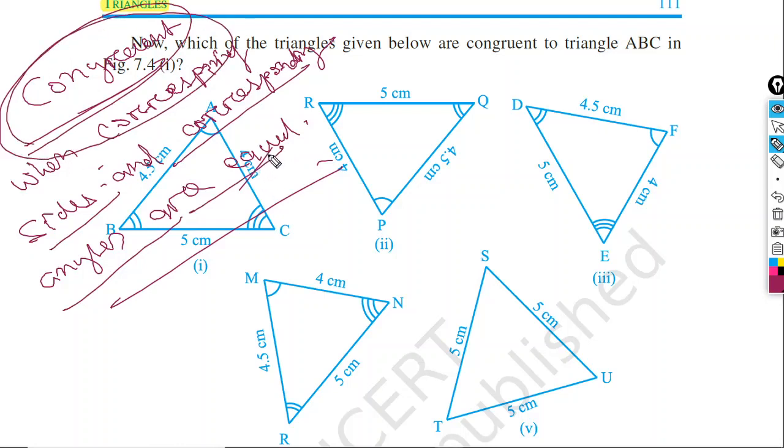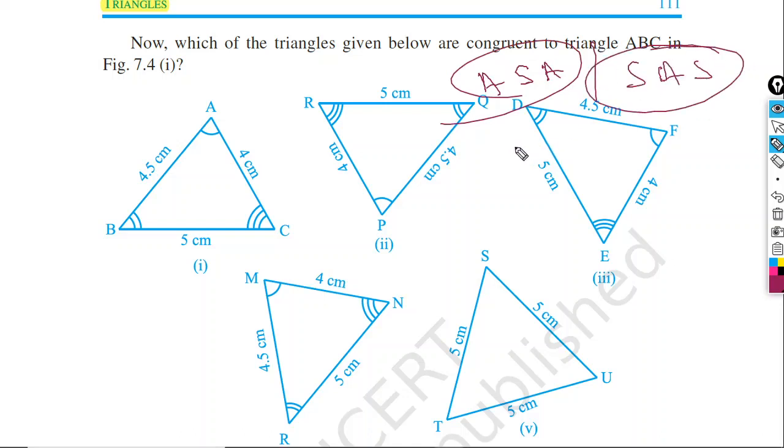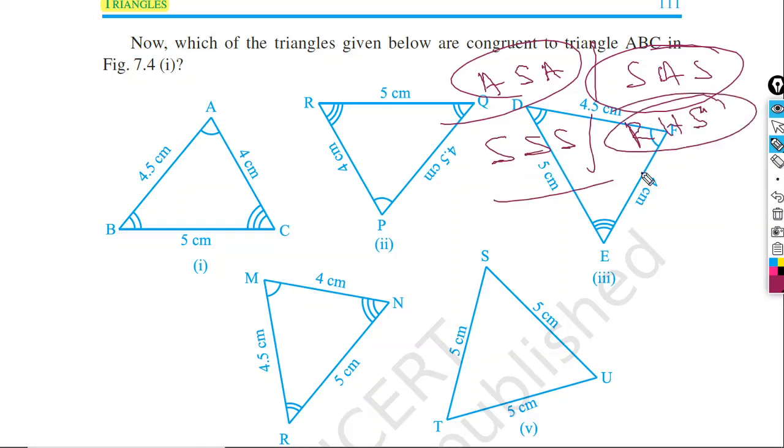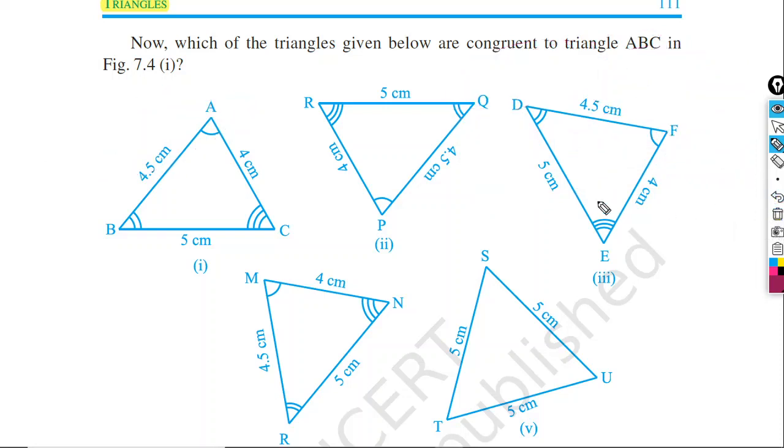Okay, and there are different types of criteria. So we will discuss the criteria one by one. If you can remember, some criteria were like angle, side, angle, side, then there was RHS, right angle, hypotenuse and side. These are some criteria we have discussed in class 8. Now we are going to just have a recap, a relook into all these things.